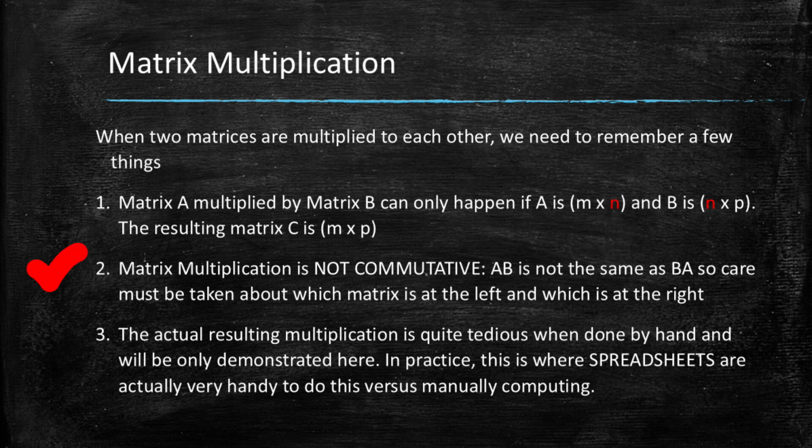Number two, matrix multiplication is not commutative. AB is not the same as BA. So care must be taken about which matrix is at the left and which is at the right. The actual resulting multiplication is quite tedious when done by hand, and we will only demonstrate it here. In practice, this is where spreadsheets and other kinds of software are actually very handy versus manually computing.